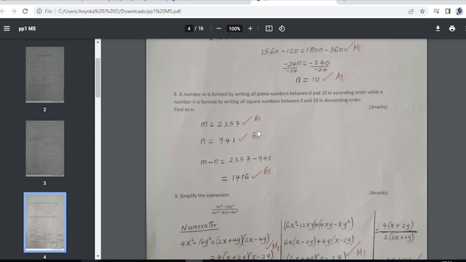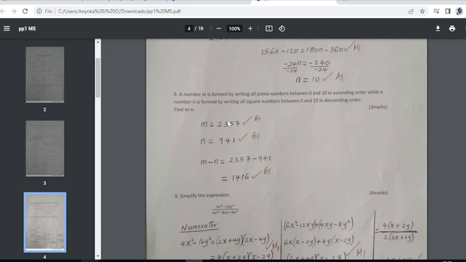A number m is formed by writing all prime numbers between 0 and 10 in ascending order. So when you are working on such a question, underline ascending order. While number n is formed by writing all square numbers between 0 to 10 in descending order. Underline descending order. Find m minus n.